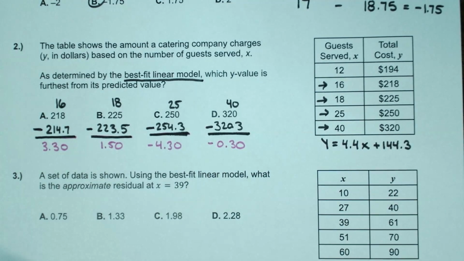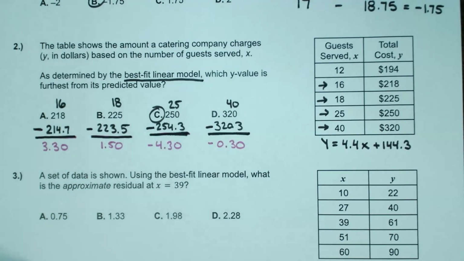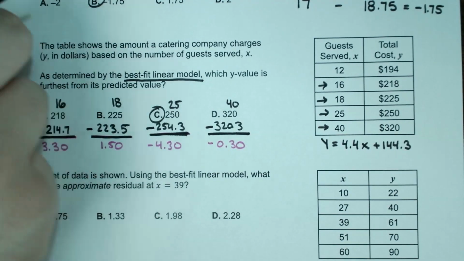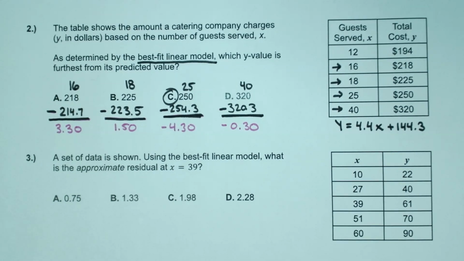Ignoring the positives or negatives, which of those numbers is biggest? C. That's it. Even though it's negative, that's the largest residual. Any questions on that, y'all? Okay, last one, just to make this a little bit quicker.